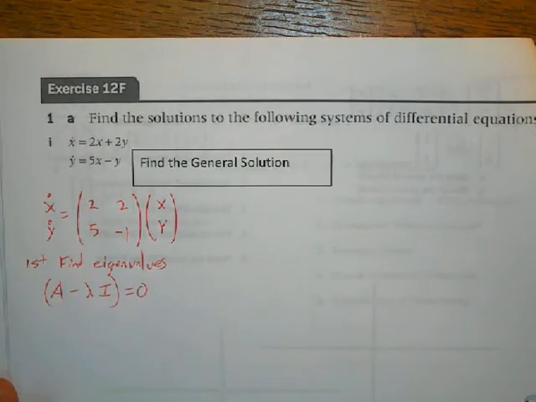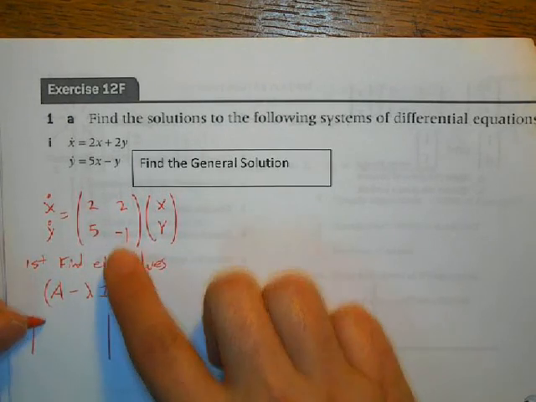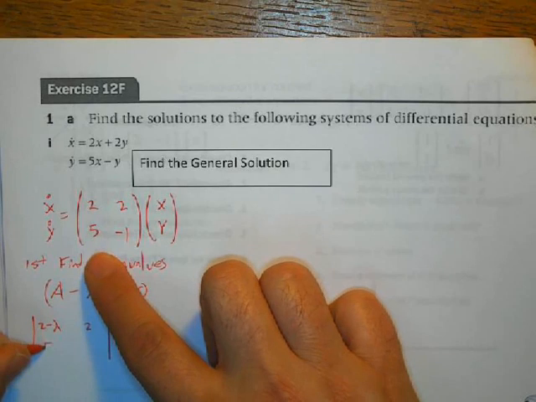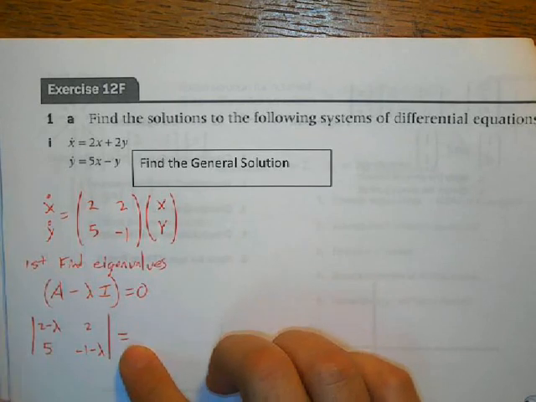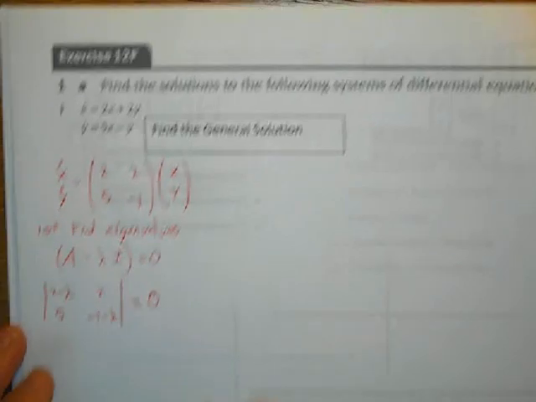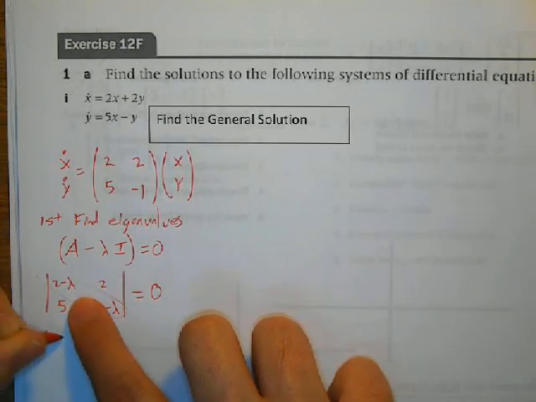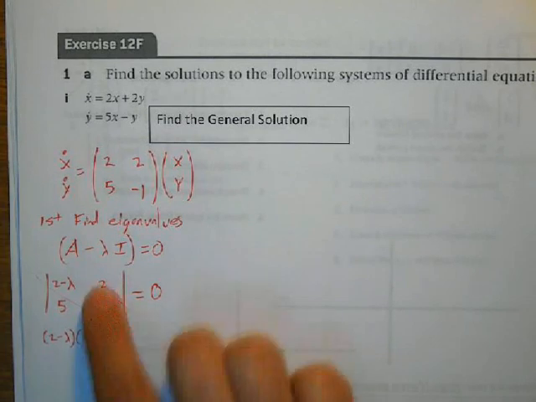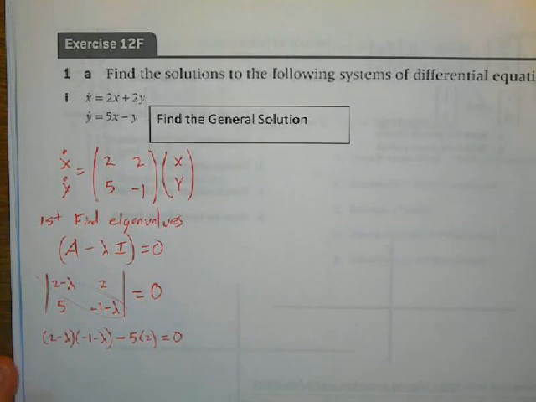Okay, so to do that, I'm going to take the 2 minus lambda, and then put this 2 here, and put the 5 here, and negative 1 minus lambda. And we're going to find the determinant and make this equal to 0. Okay, so now we're going to find our determinant. So once again, we do these two times each other. So we do 2 minus lambda times negative 1 minus lambda minus 5 times 2. And that's going to give me 0 in order to find our eigenvalues.